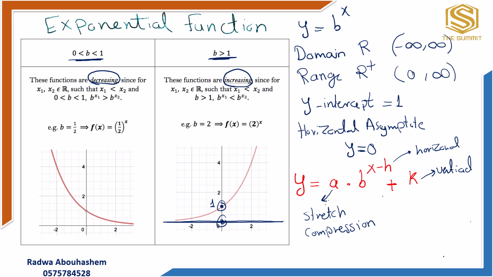And of course, the domain will be the same, but the range will change. If a is greater than 0, this means my range would be from k to infinity. And if a is smaller than 0, it's going to be from negative infinity to k. This is the range, but the domain is still the same.